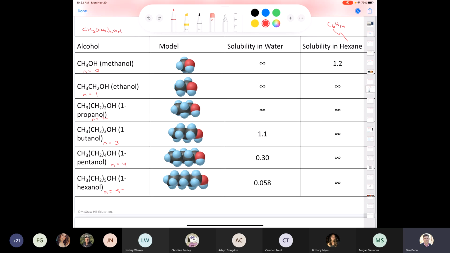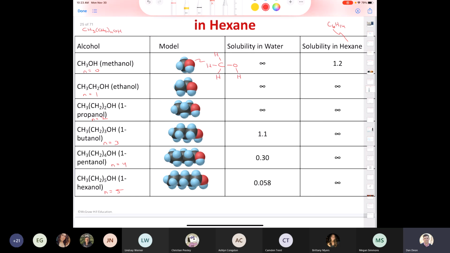Somebody says, Violet says, they look like caterpillars, these models. These are called space-filling models. What you see here in the methanol is the carbon and the 3 hydrogens, those are the blue spheres, and then you have an oxygen with a hydrogen like that. The reason space-filling models are handy is in the name: they show you how much room the atoms take up.